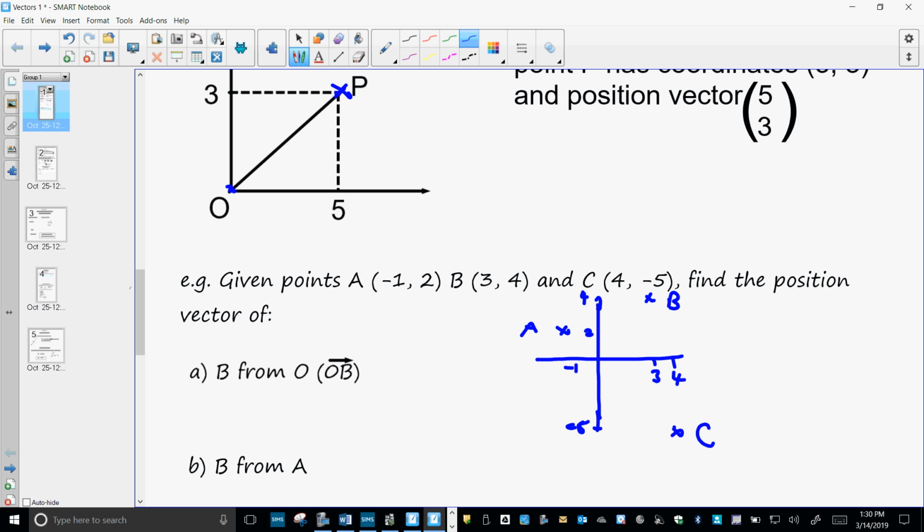Now, we want to say what's the vector of B from O. So how do we describe from O, which is here, to B? Now this should be a straightforward one. So literally from, pardon? So it would be here, yeah. And how would I describe the vector? 3, 4, yeah?